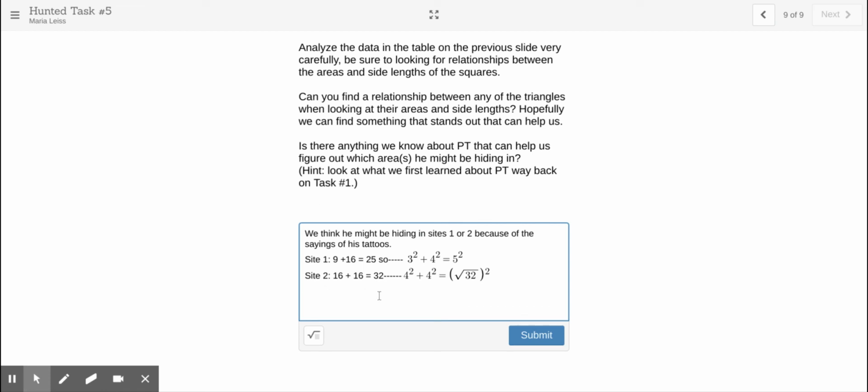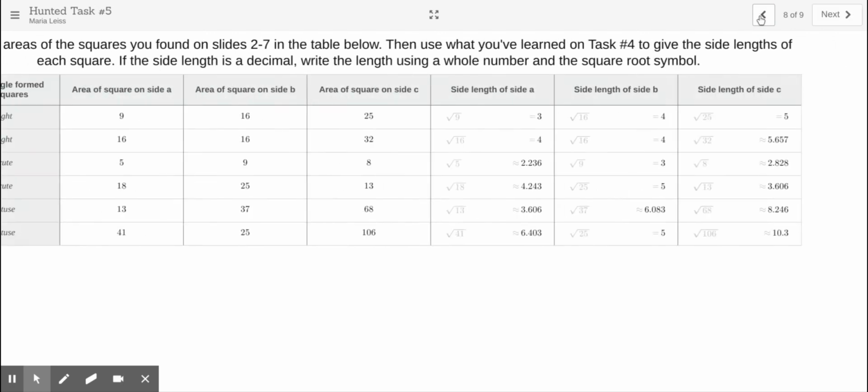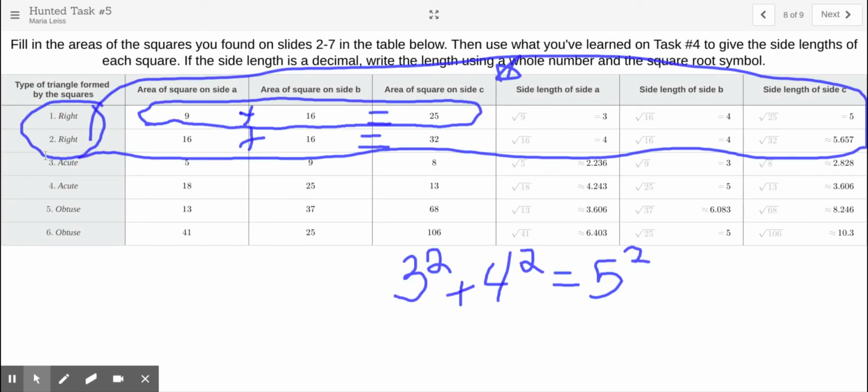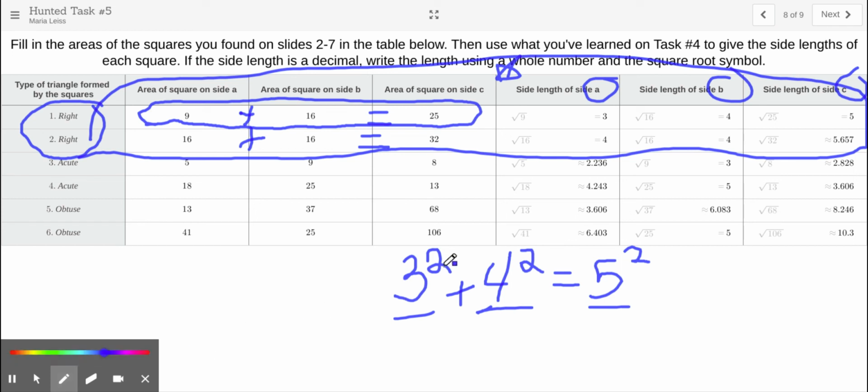Now, we have these two relationships. They validate our reasoning for sites 1 and 2. We liked sites 1 and 2 because they involved right triangles. So here's what we have to do. We have to prove that it works for any right triangle. So now, instead of using these numbers, what if I plugged in these letters? Instead of a 3, what if I used the letter A? Instead of a 4, what if I used the letter B? Instead of a 5, what if I used the letter C?